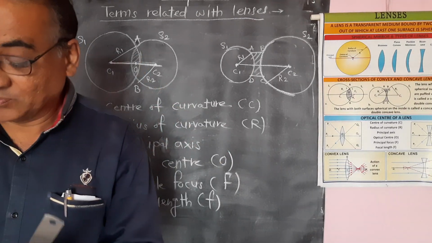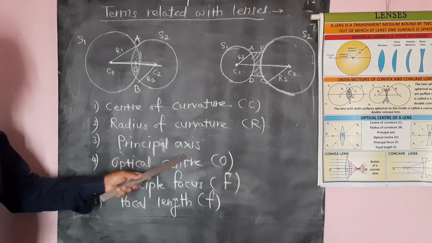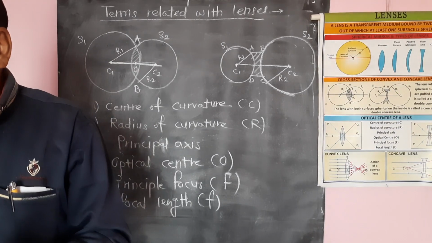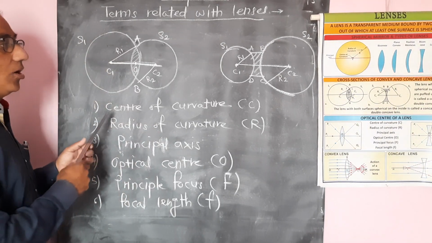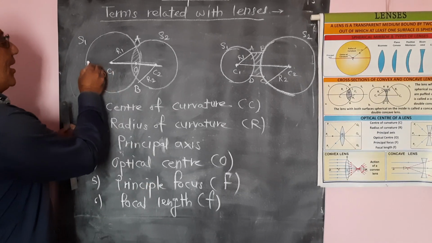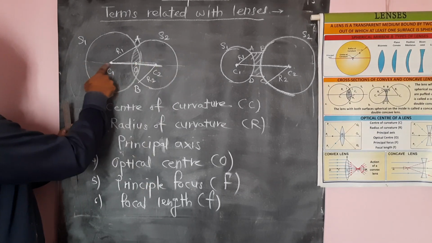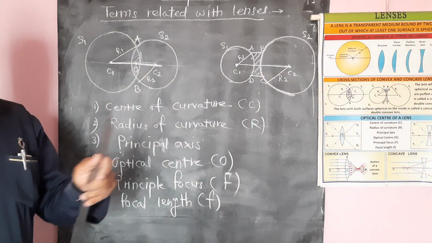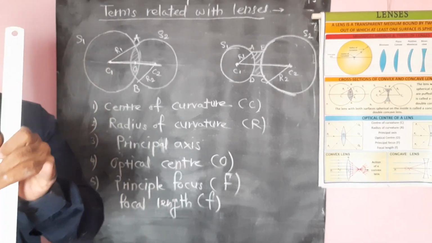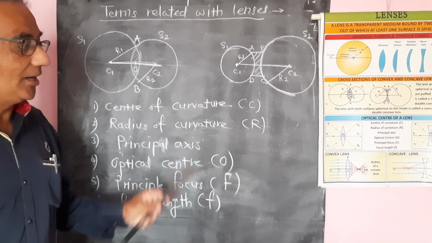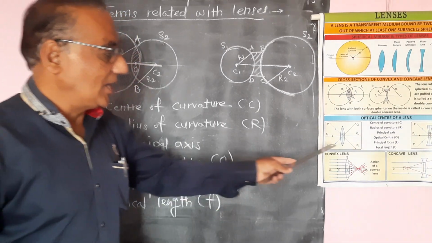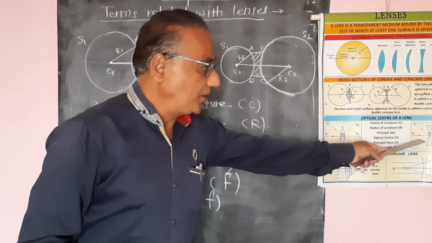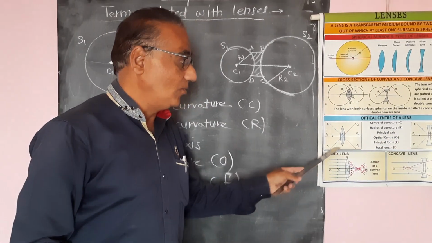Now let us turn toward the third term, that is nothing but the principal axis. The imaginary line which is passing through both the centers of curvature is called the principal axis. Now see, this is the imaginary line which is passing through both the centers of curvature, that is called the principal axis. Now the fourth one is optical center, which is denoted by letter O. Now when we consider this diagram again, here we find the optical center of convex lens and optical center of concave lens is given in this figure.